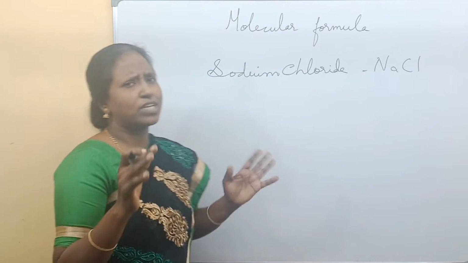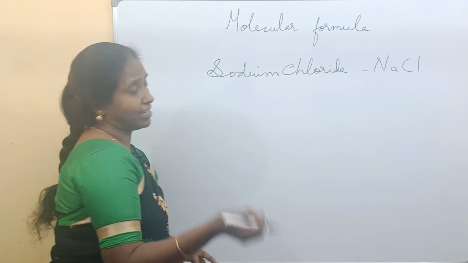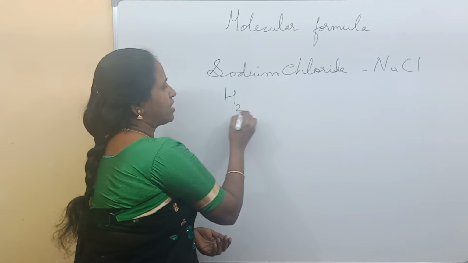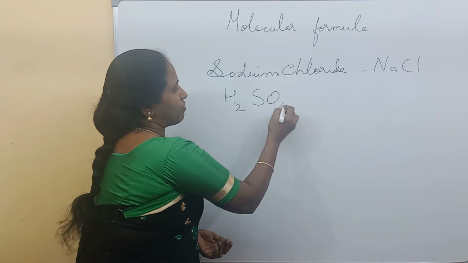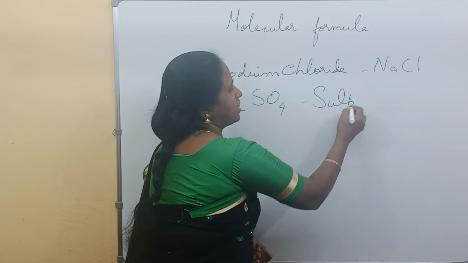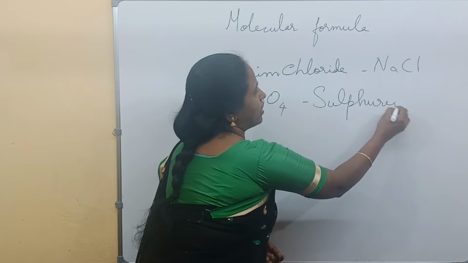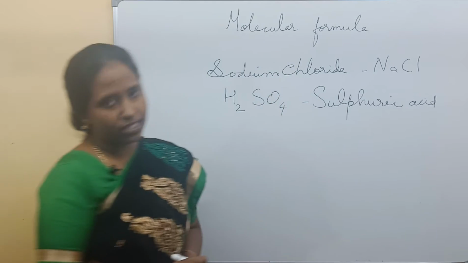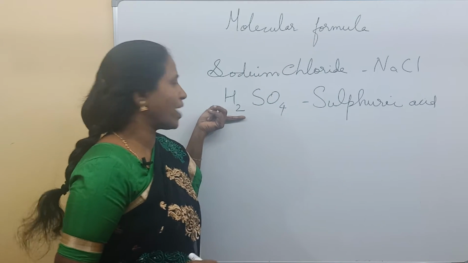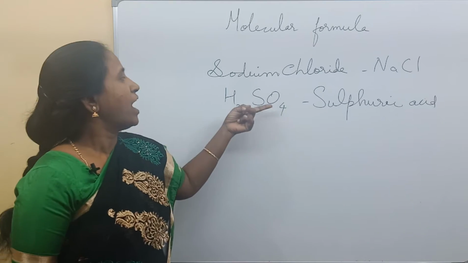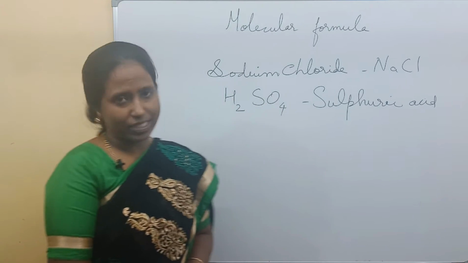Some generally used acids, we will get to know their names. H2SO4 is sulfuric acid. The molecular formula of sulfuric acid is H2SO4. That means 2 atoms of hydrogen, 1 atom of sulfur and 4 atoms of oxygen.